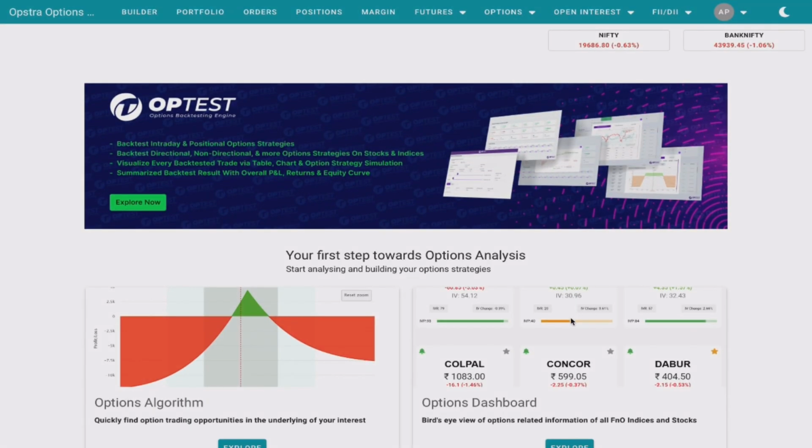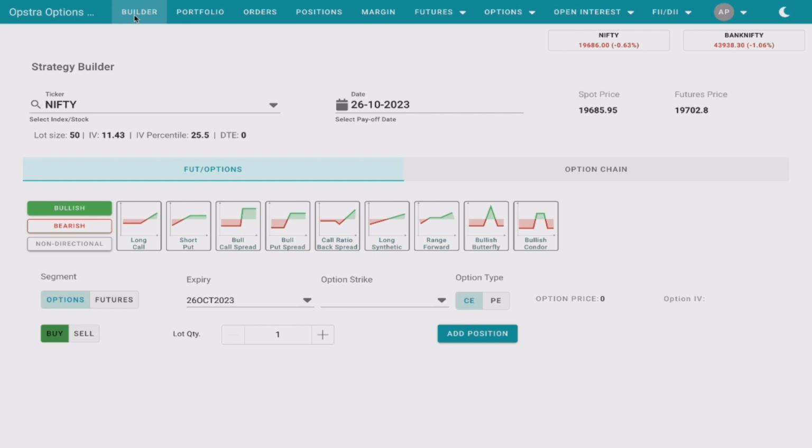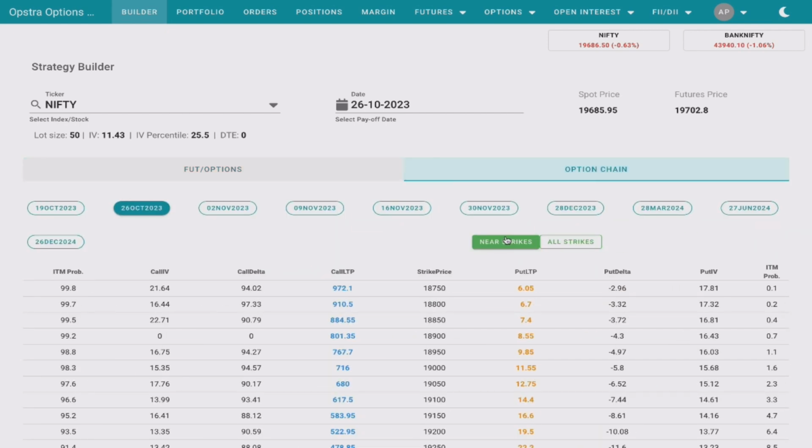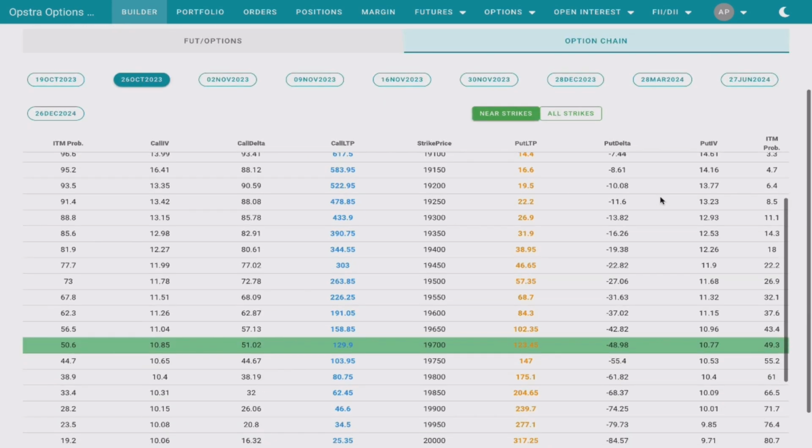In the Opstra platform, the Definedge Securities platform, we click on Builder to understand what this call option strategy will look like in the real world. So we're looking at building a strategy around Nifty. Why Nifty? Because that's just the default here on the platform, and frankly something we trade actively here at Income Option as well. So why not the Nifty? We're going to jump into the options chain to pick a strategy that gives us a good risk to reward ratio.